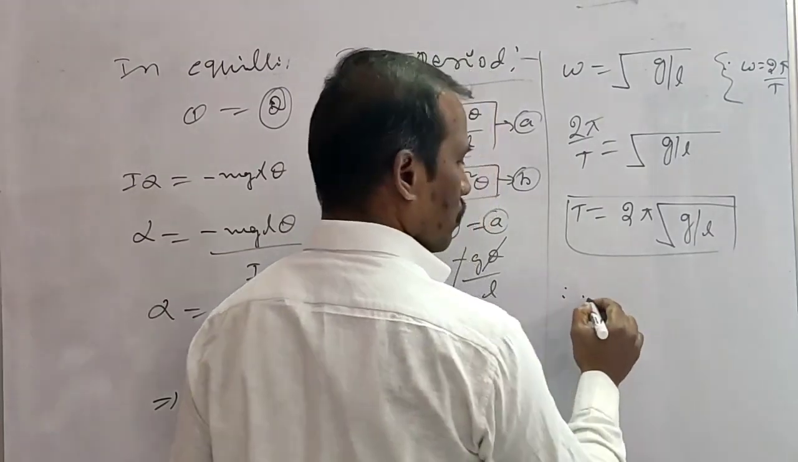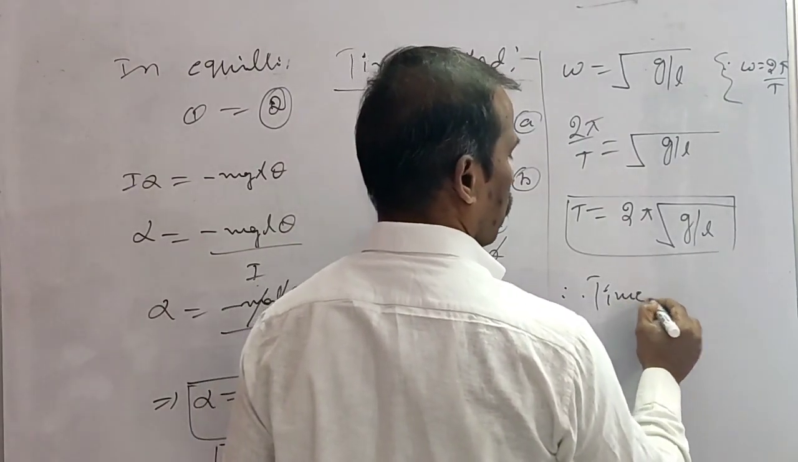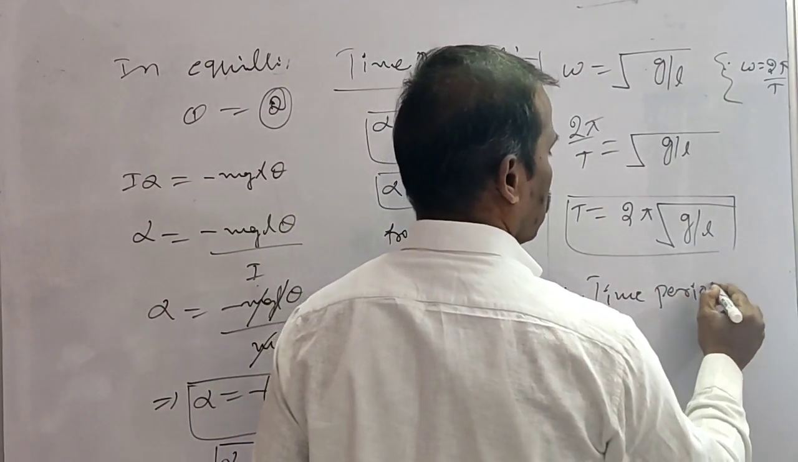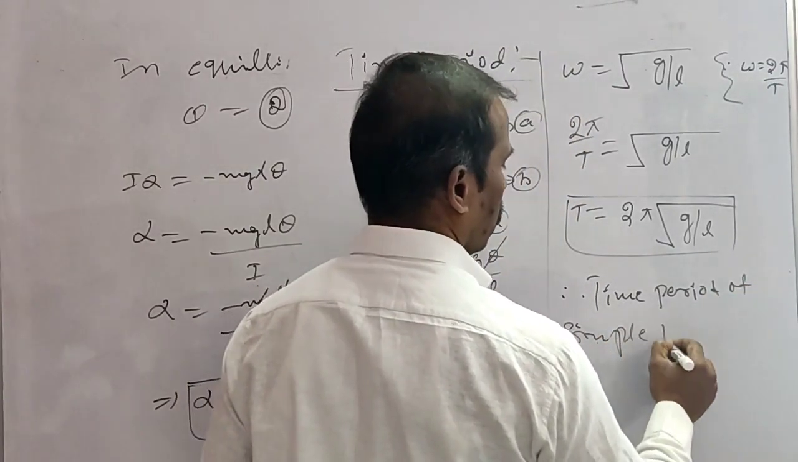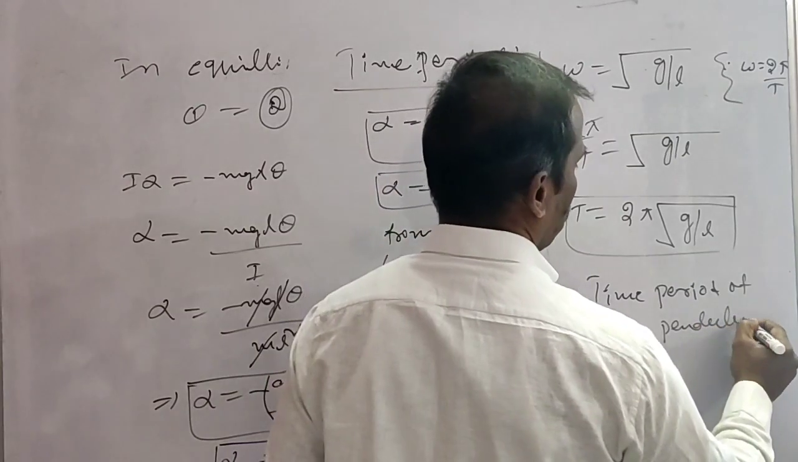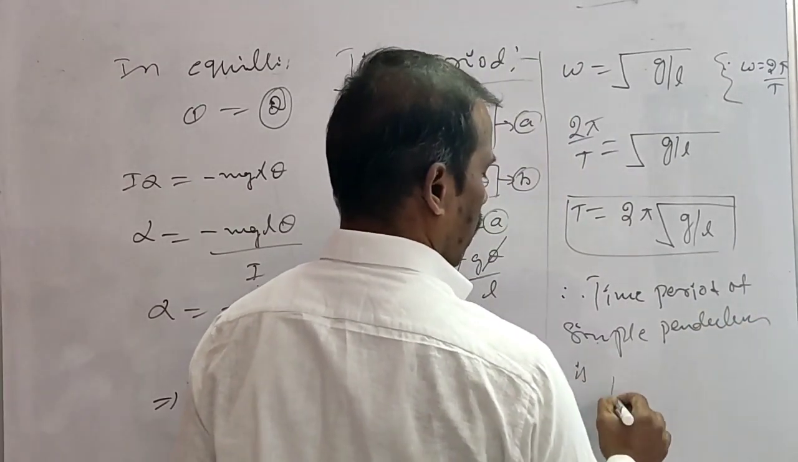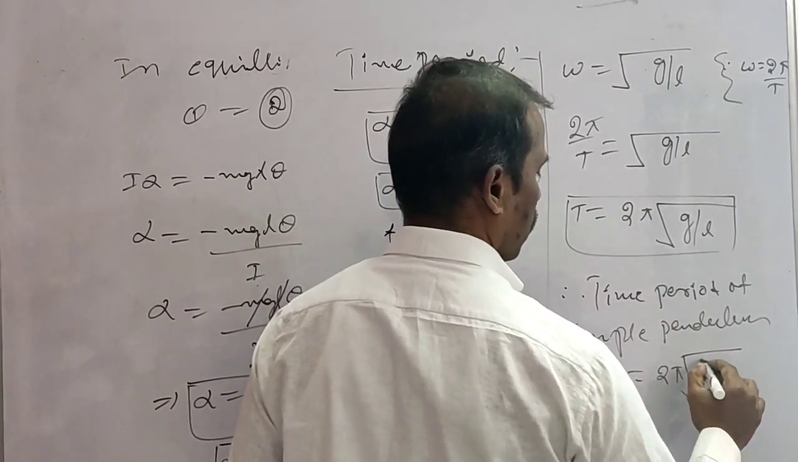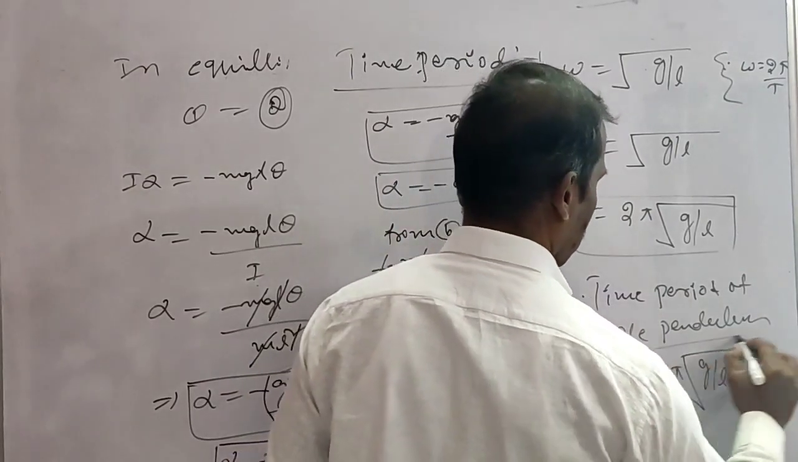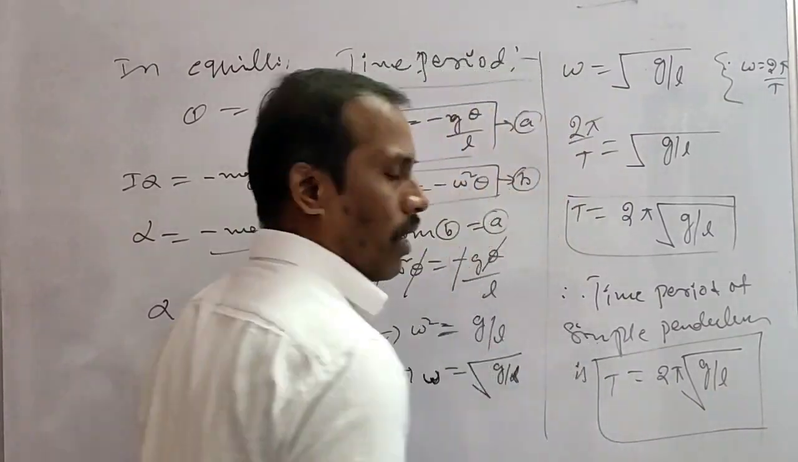Therefore, the time period of the simple pendulum is T is equal to 2 pi under root of L by g. This is the answer. If they write this here, we get 8 marks.